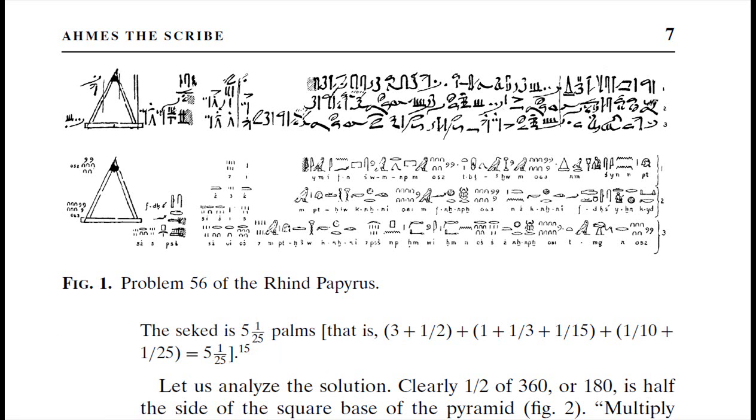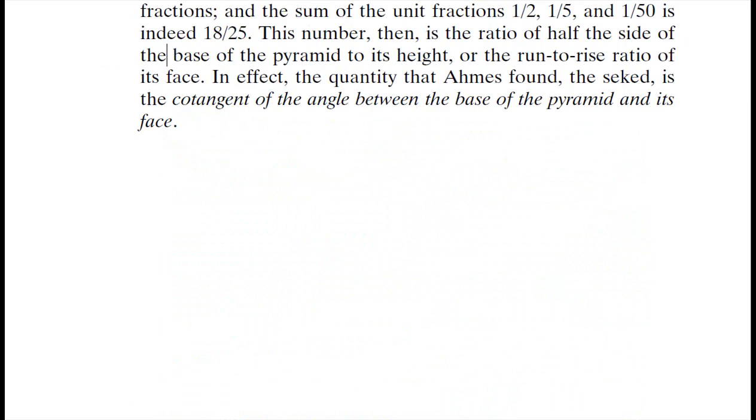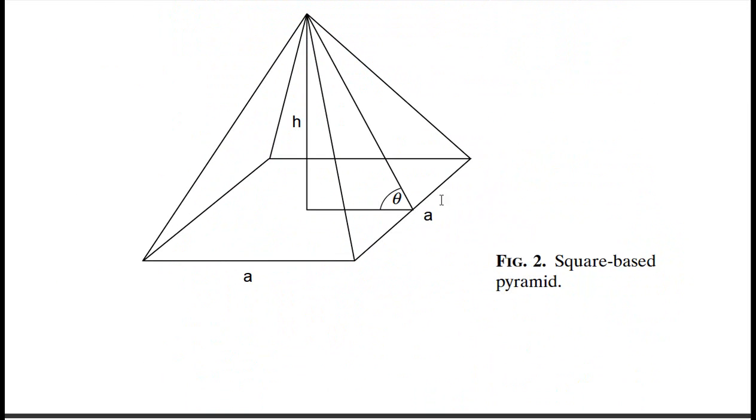So that's what all this means, I'm told. I can't read it, I admit. A secant is the cotangent of the angle between the base of the pyramid and its face. Here is a rendition using a drawing we can more easily identify. Right down here, I believe this is the cotangent of the angle. I think that's right. Anyway.